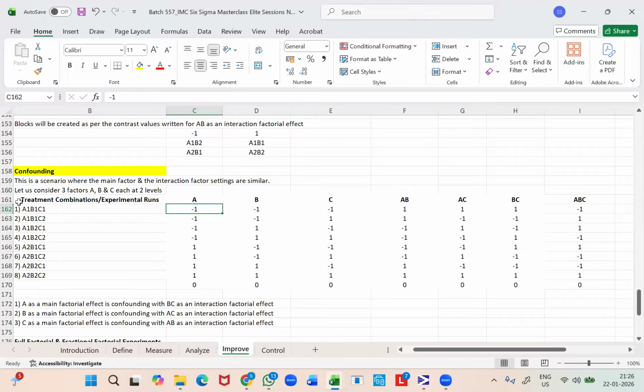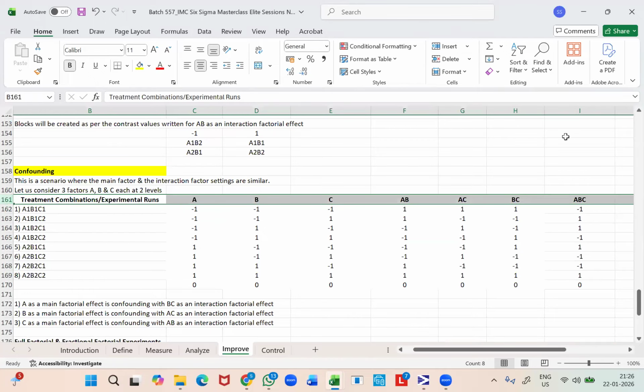Now, if I want to practice confounding, I would again be willing to sacrifice validation of the higher order interaction factorial effect. So in this scenario, which one will be considered as the higher order interaction factorial effect? This three factor interaction effect. So the three-factor interaction effect ABC will be considered as the higher order interaction factorial effect.